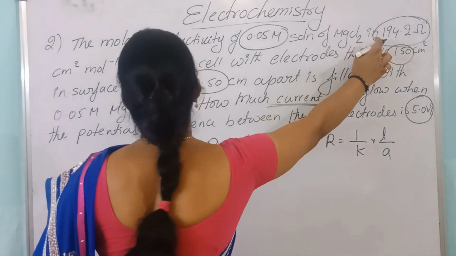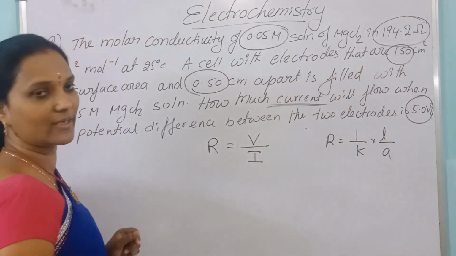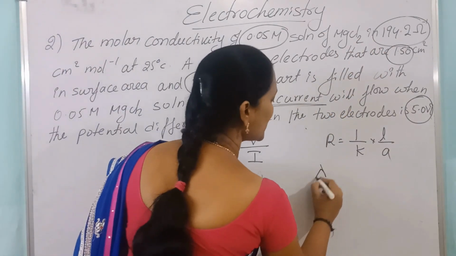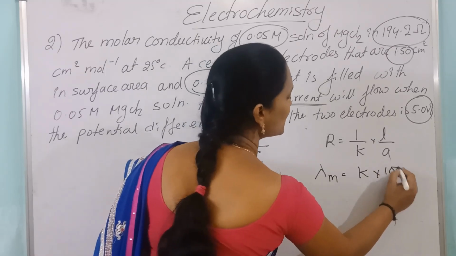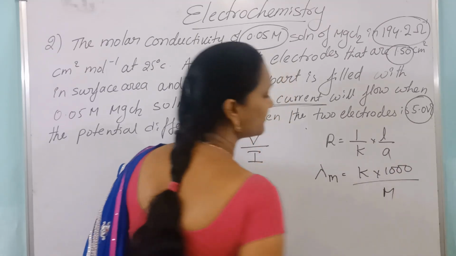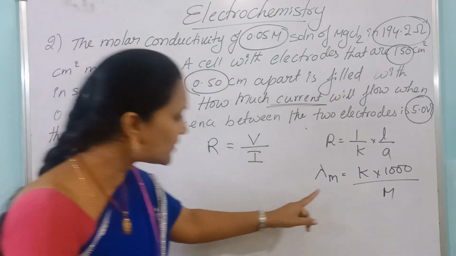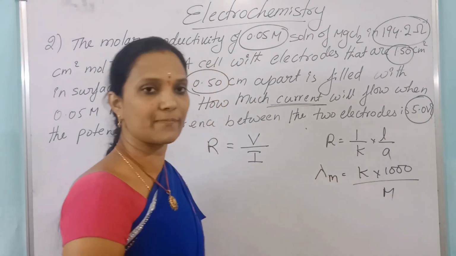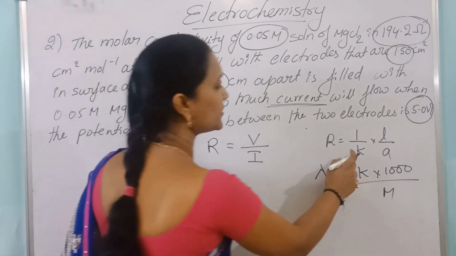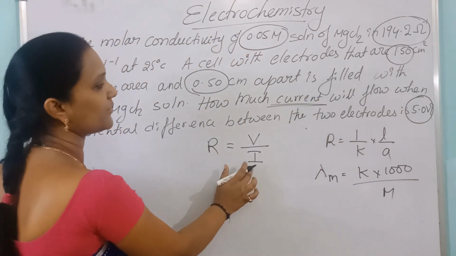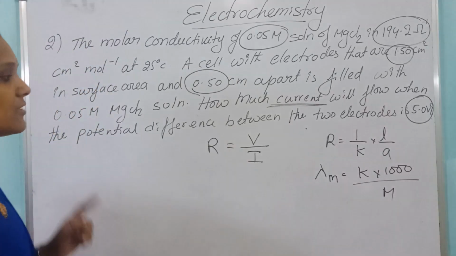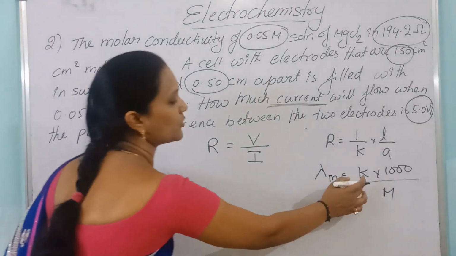For that, see that molar conductivity is given. What is this relation? Molar conductivity is equal to K into 1000 by molarity. Yes or no? So from this formula we can find this K. Then substitute that K, we can find this R. Then substitute that R, then we can find this current. So what is the first step? First we should find this K.